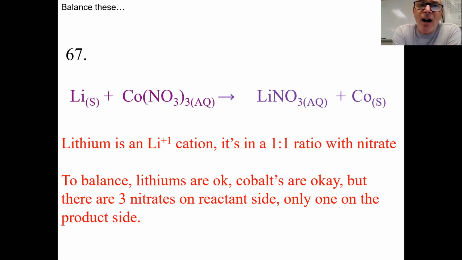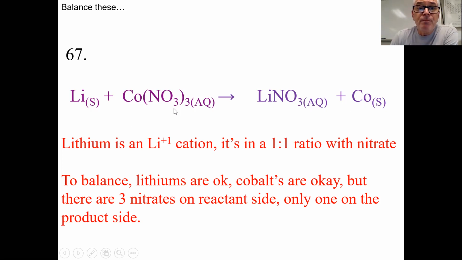Now, on the reactant side, cobalt makes a +3 ion. So you need 3 nitrates for every cobalt. But in the product side, it's a single nitrate in the compound. Now, that's a problem we have to balance. We're going to have to figure that out. So slowly, we're going to go through this. There's 1 lithium in the reactant. There's 1 lithium in the product. So far, so good. There's 1 cobalt in the reactant. There's 1 cobalt in the product.